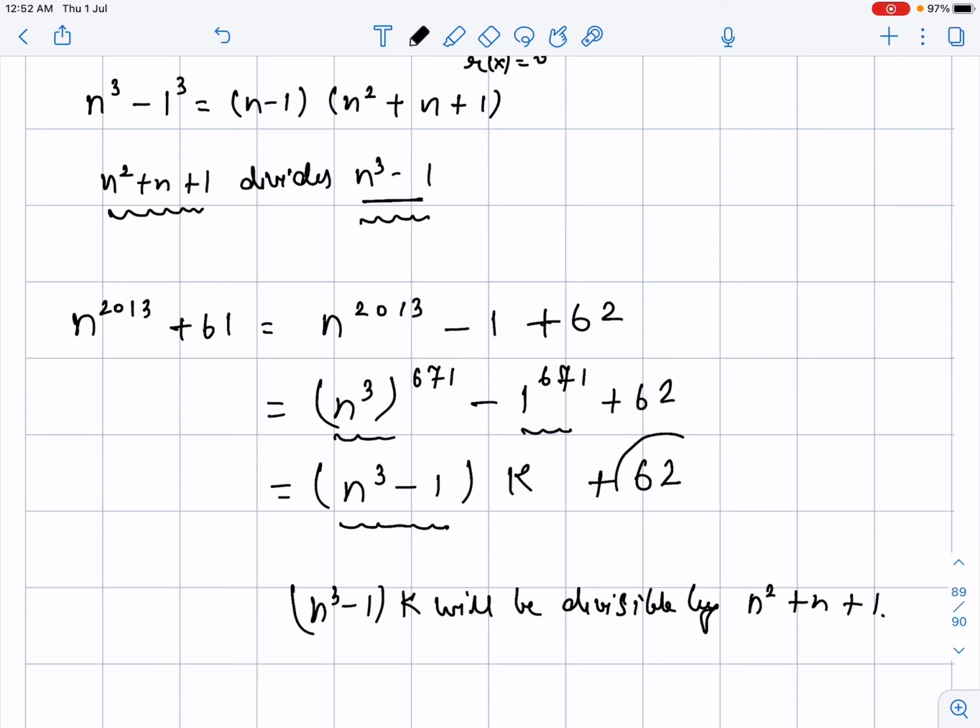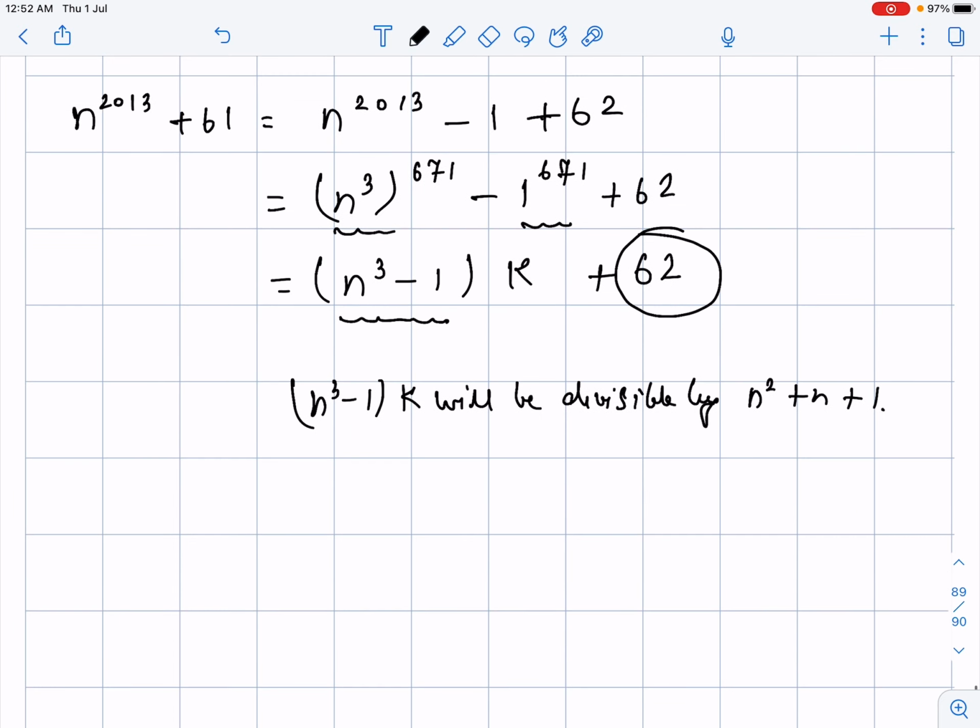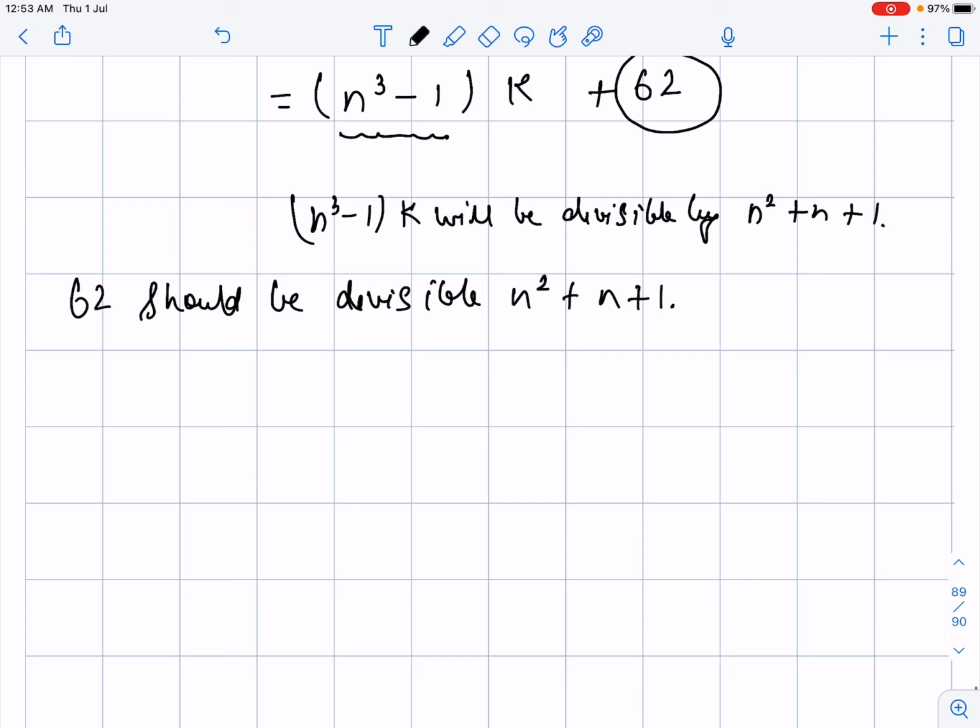So what do we have to talk about then? 62 only I have to talk about. That means 62 should be divisible by n square plus n plus 1 over here. Or I may say n square plus n plus 1 divides 62. So what all factors of 62 do we know? 62 is divisible by 2, then 31, and then 1. That means the prime factorization of 62 contains 31 and 2 only.